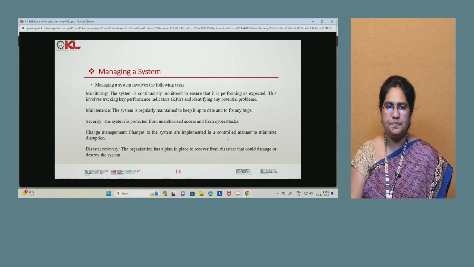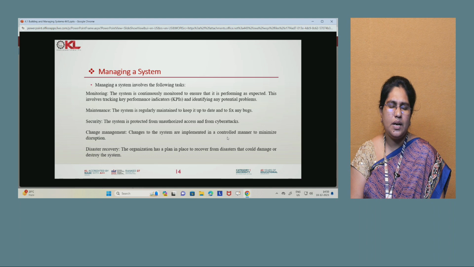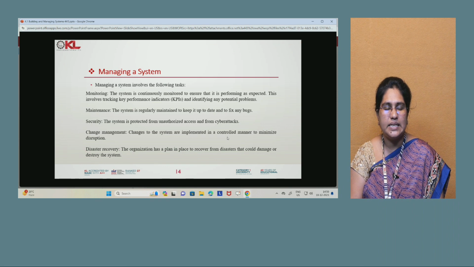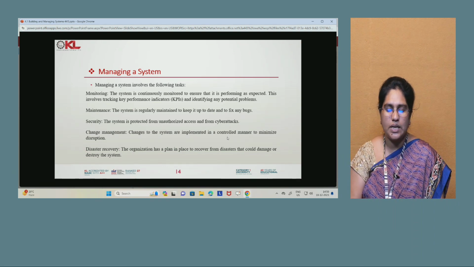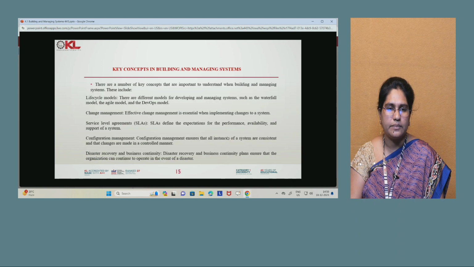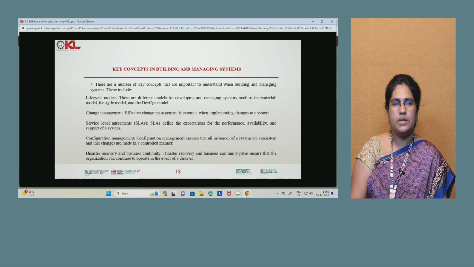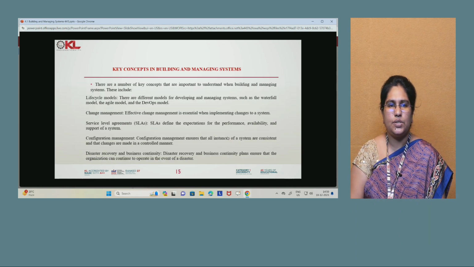Managing a system involves the following stages. Monitoring and maintenance are needed. After that, security has to be maintained, and then change management, in a controlled manner to minimize disruption. Disaster recovery is also needed. So, key concepts in building and managing systems.